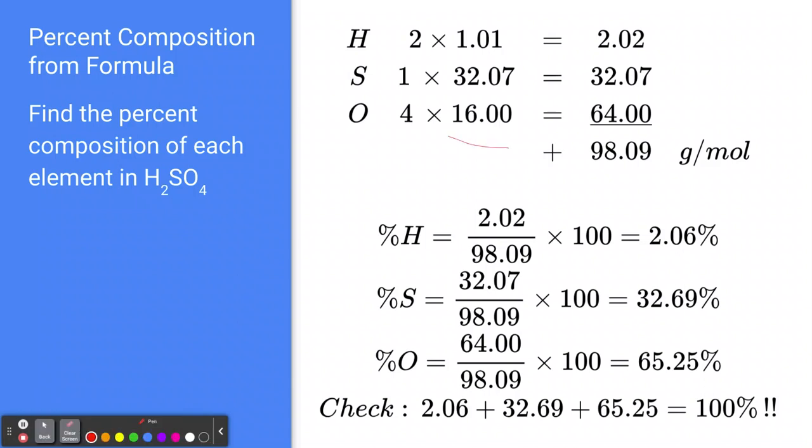You don't want to use the mass of just 1. You always want to use these total masses here. Don't use 1.01, don't use 32.07 or 16, because those will give you too small numbers here, and you will not get to 100. Our goal is to get to 100 by adding all our percents. If you don't get to 100, something went wrong.